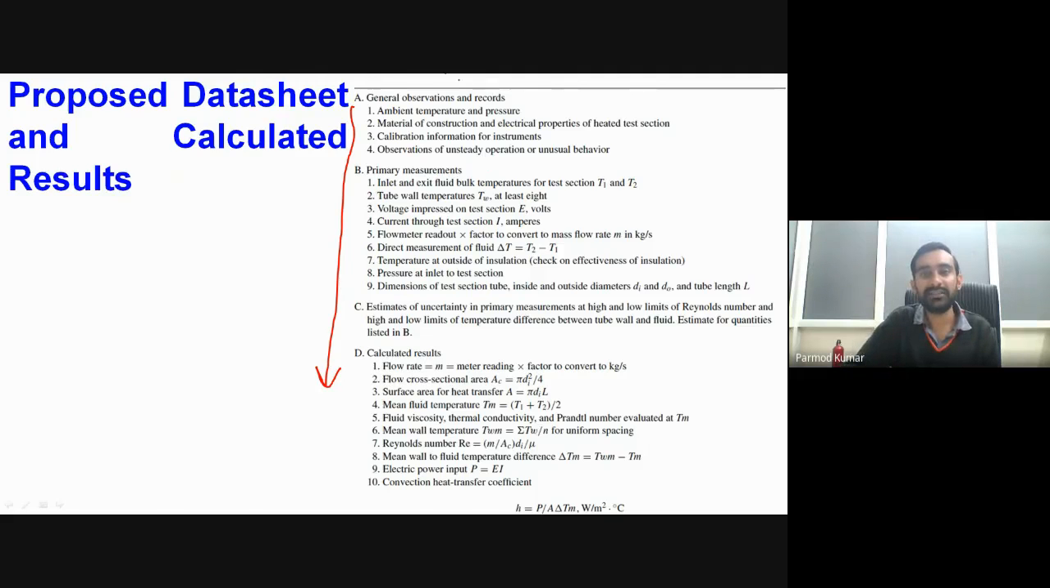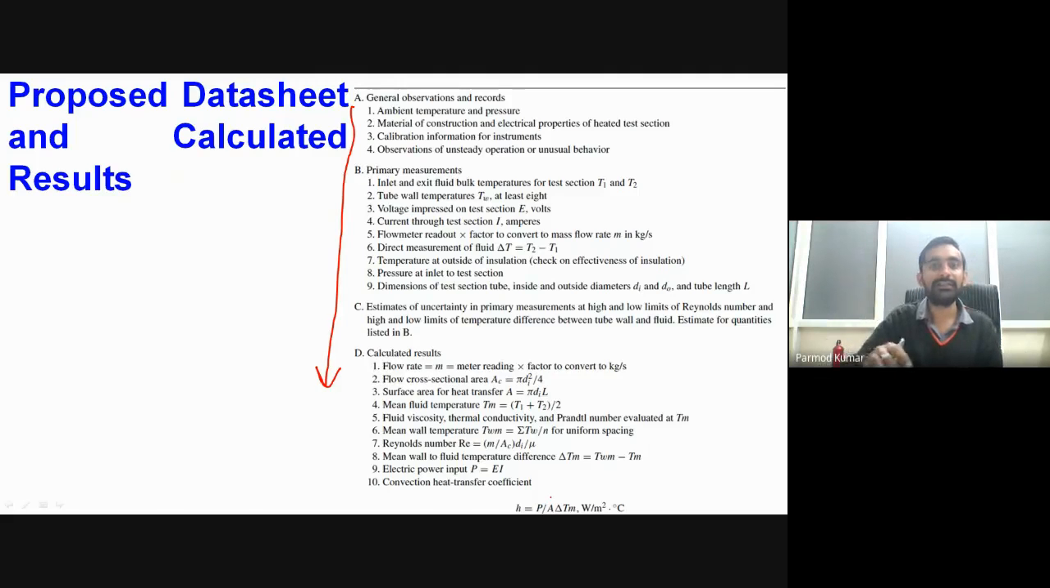Okay, so you can see first we are doing the general observations. For example, we are recording ambient temperature, type of material, then calibration of the different instruments. Then we are doing primary measurements, measurement of T1, T2, TW, voltage, current, delta T. Then geometric details we are determining. Then we are estimating the uncertainties in our primary measurement. Then we are calculating our different parameters which are required to obtain the final output H, nothing but the heat transfer coefficient.